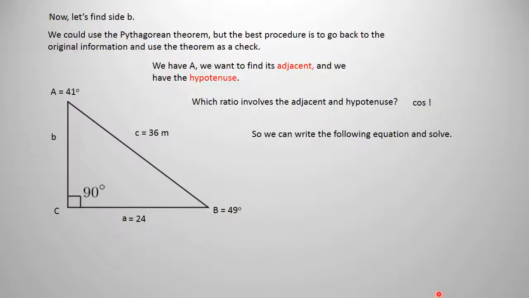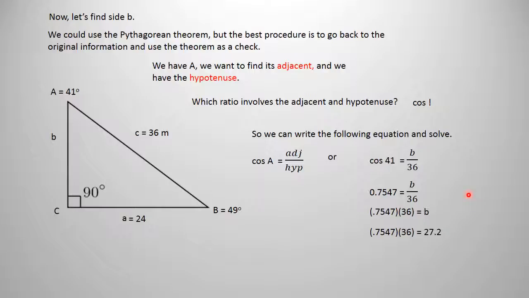So now let's set up this equation. The cosine of 41 degrees is B, adjacent, over hypotenuse, which is 36. So in the calculator, I find the cosine of 41, 0.7547. That's equal to B over 36. Now again, I need to get to the B, so I'm going to get rid of the 36 by multiplying both sides by 36. And it turns out that we get 27.2. But again, I'm going to round to two significant digits. So B, we're going to write as 27.